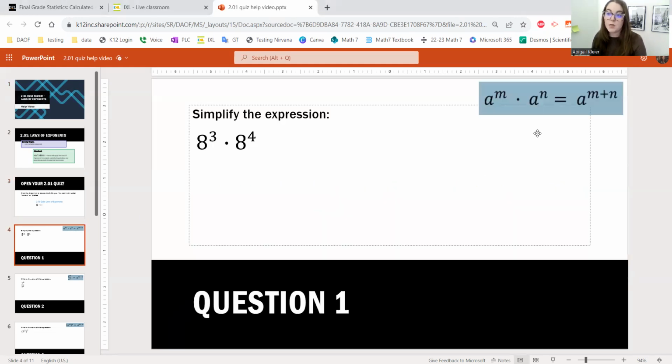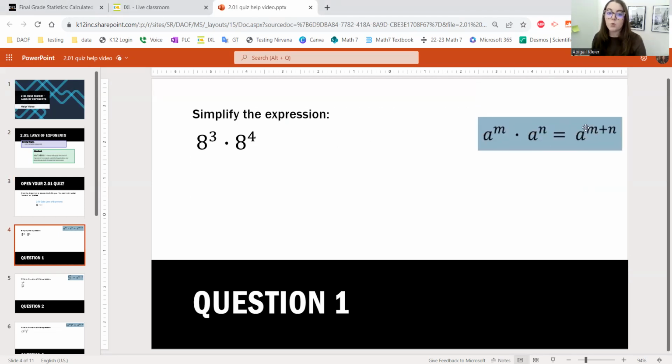Here's question number one, and I'm going to move my screen out of the way so you can see the graphic. Question number one is asking us to simplify the expression. You will notice that we have the same base of 8 in both of our numbers, and they are combined using a multiplication sign. So what do we do when we have the same base that is being multiplied? That's called the power property or the product property, and we are going to add our exponents together.